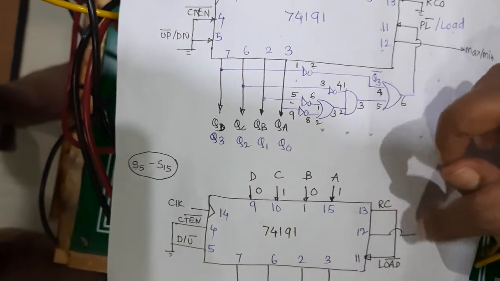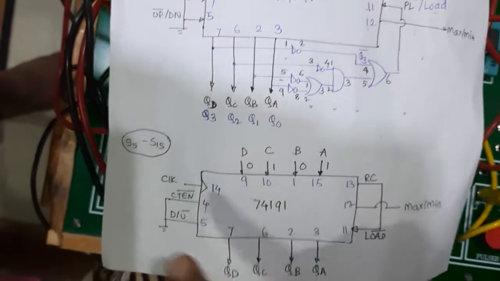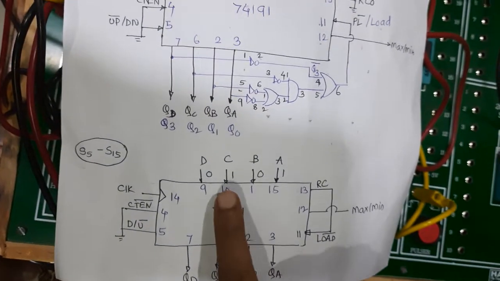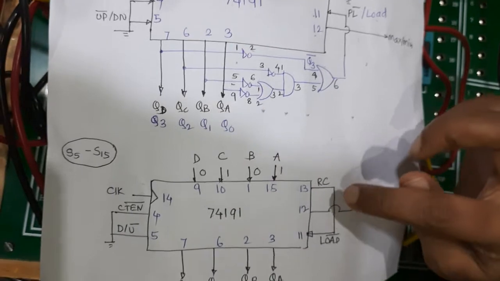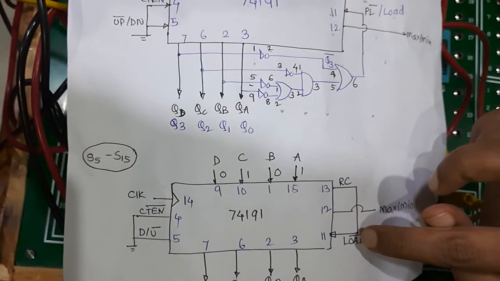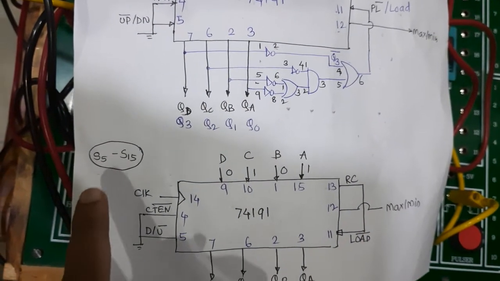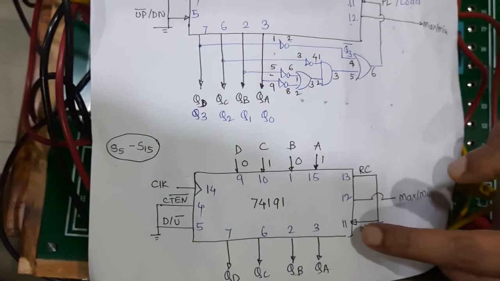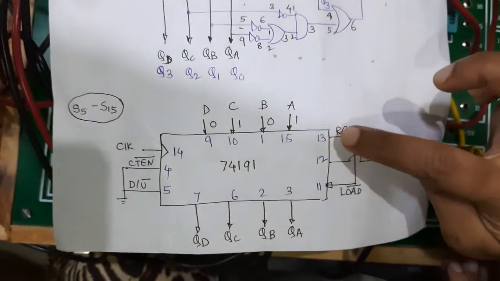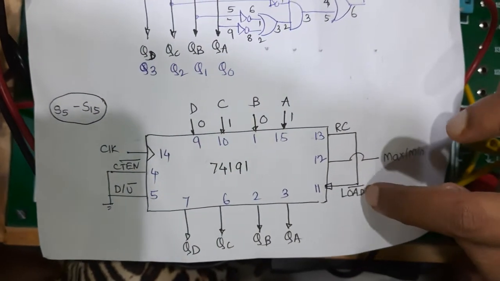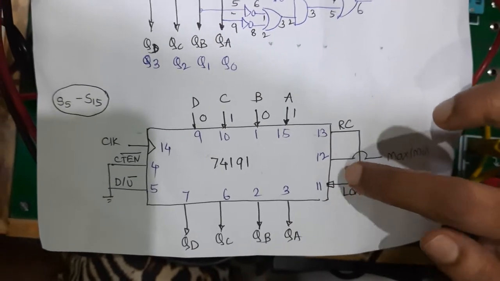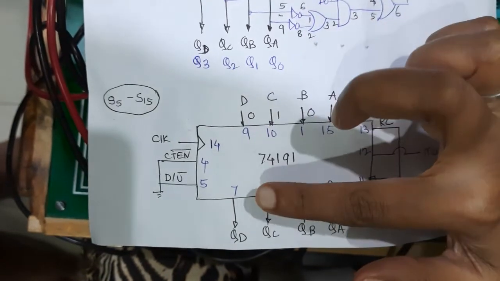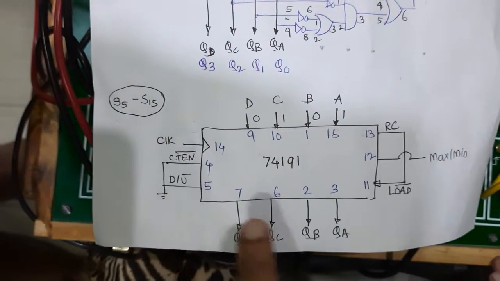So making use of that RC, whenever 15 is reached, I have to set it back to the initial count. The initial count is already given on ABCD, and RC gives me a low value whenever 15 is reached. So one by one, when it gets incremented and once 15 is reached, it can be given to load bar, which is active low. So whenever the terminal count is reached here, it will go low and automatically activate load. Whenever load is activated, whatever input values are given on ABCD are loaded into the 74191. This way S5 to S15 works.